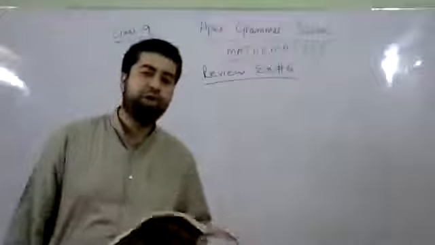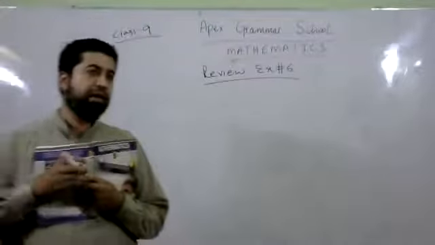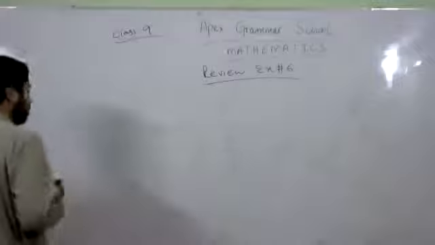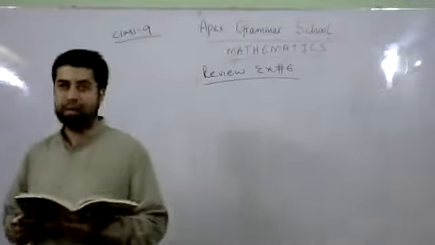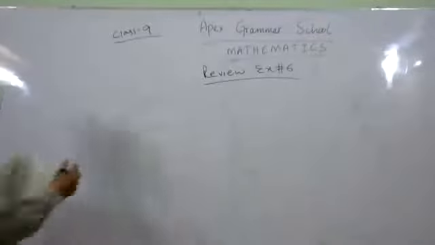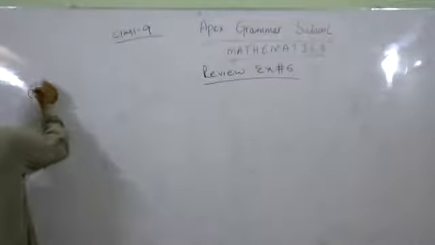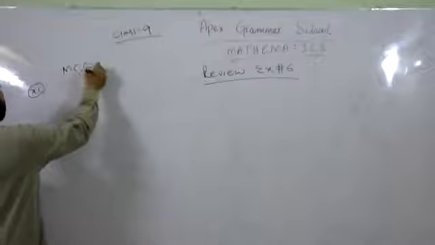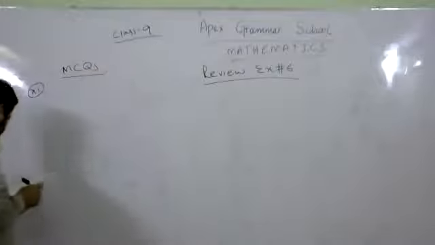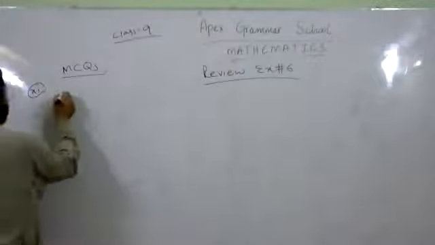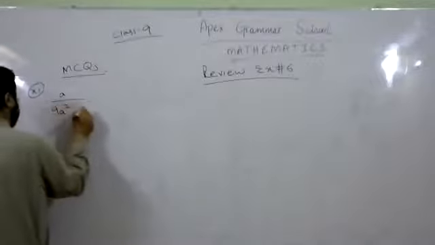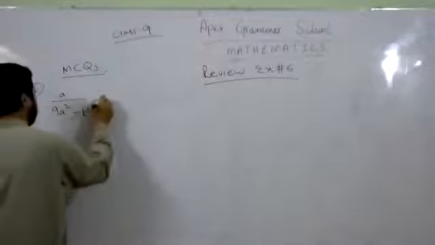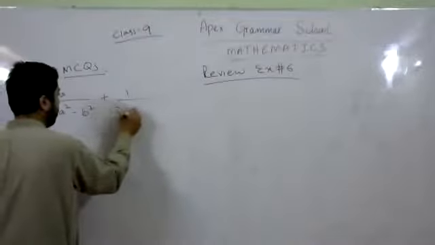About review exercise, the remaining MCQs of chapter number 6. We have already done the first 10 MCQs of chapter number 6 of class 9 mathematics. Now for MCQ 11. That is 1 over 9A square minus B square plus 1 over 3A minus B.